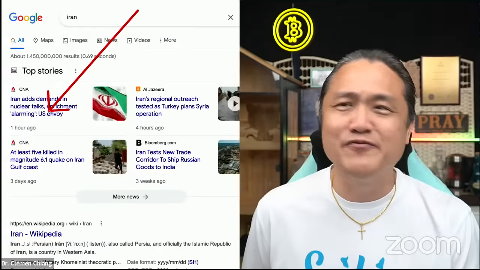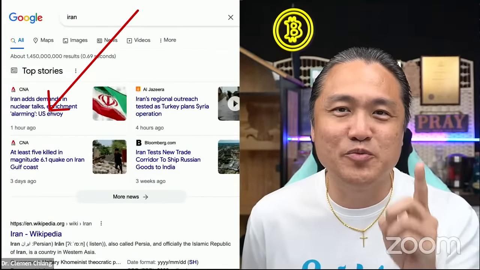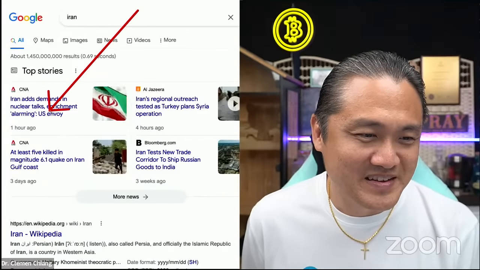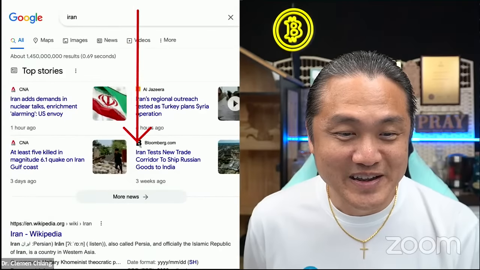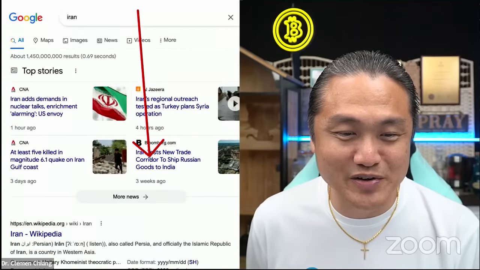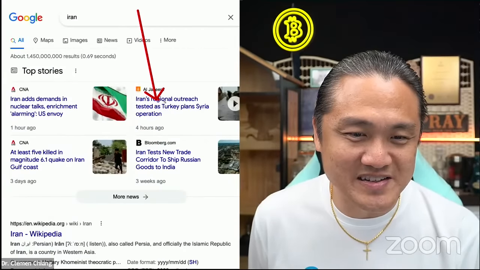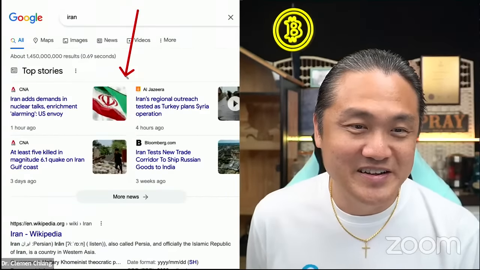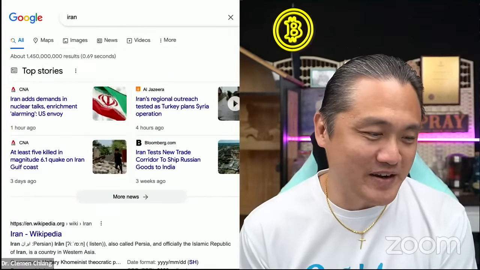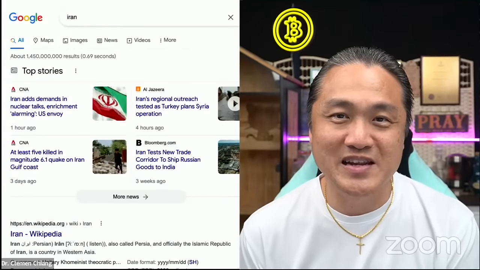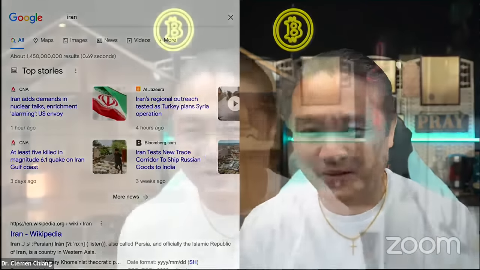Enrichment alarming, U.S. envoy. Hey, the message is from who? U.S. envoy, ahead of President Joe Biden's visit to Saudi Arabia. Iran tests new trade corridor to ship Russian goods to India to mess up the thing. Iran's regional outreach tested as Turkey plans Syria operation. So, all this is happening before President Joe Biden appears on Saudi land. And this is a highly, highly complex game that they're playing.